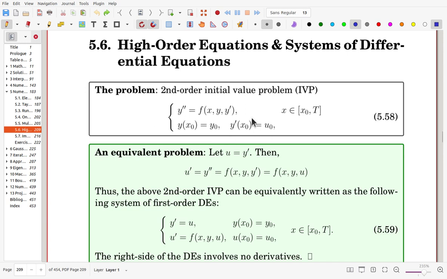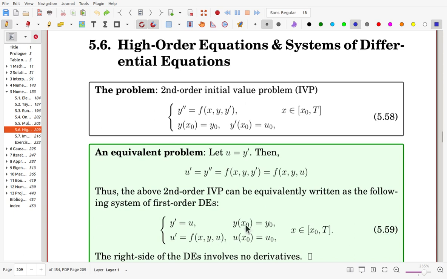The problem can be equivalently written as a system of first order differential equations. We first introduce a new variable u as y prime. Then u prime is the same as y double prime, and that is the same as f of x, y, y prime. Now y prime is u, so that we reach this term. We rewrite this derivation here. y prime is u from here, and then u prime is f of x, y, u.